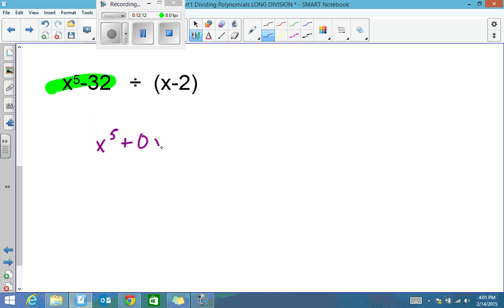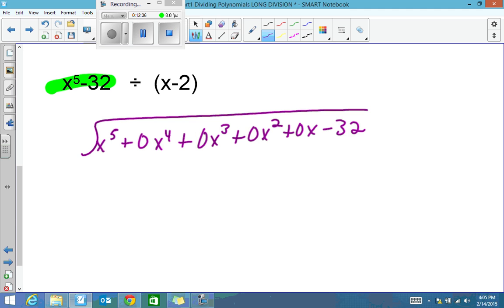plus 0x to the 4th plus 0x to the 3rd plus 0x squared plus 0x minus 32. Again, we never know what kind of degrees our answer will be, so we have to take care of all the possibilities. So we need to fill in for any missing terms that we may not have written in the original problem. And we divide this by x minus 2.